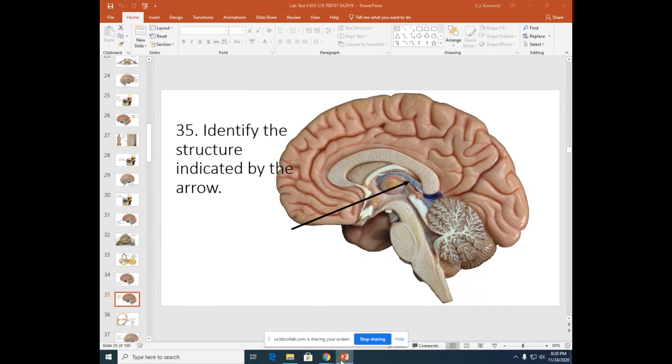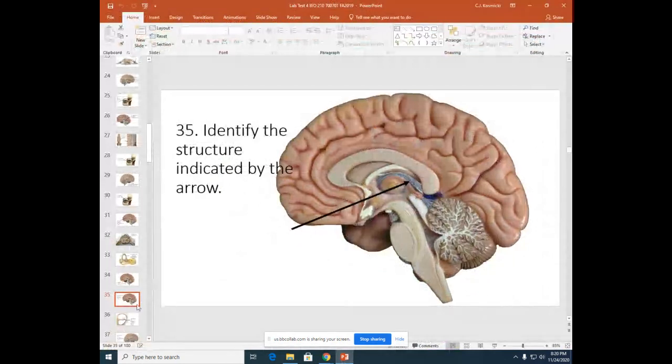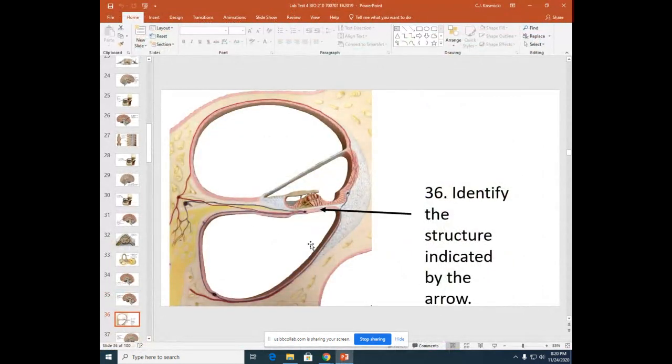Okay, what are we saying? Choroid plexus. What do we got? Yep, choroid plexus. Good job. Okay, we're heading back in to what we covered in lecture tonight.